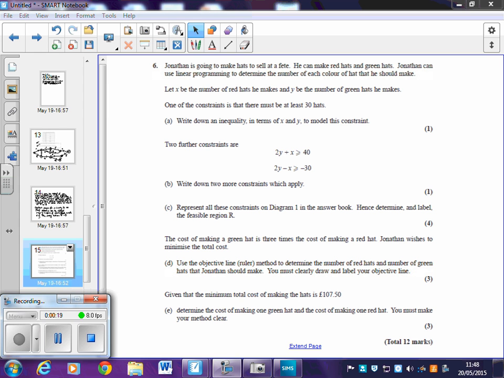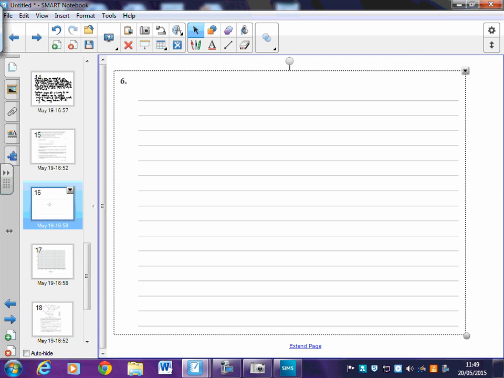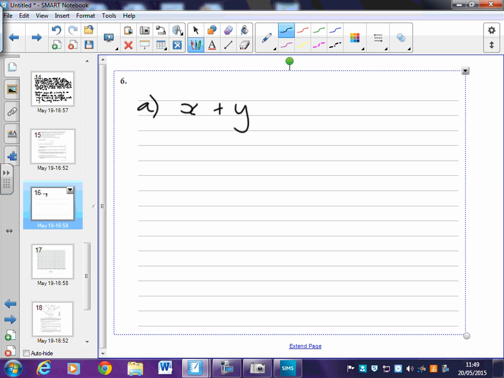One of the constraints is that there must be at least 30 hats. Write down an inequality to do this. So it means that the total number of hats has got to be at least 30, so bigger than or equal to 30. So the total number of hats is just x plus y, so that must be bigger than or equal to 30.